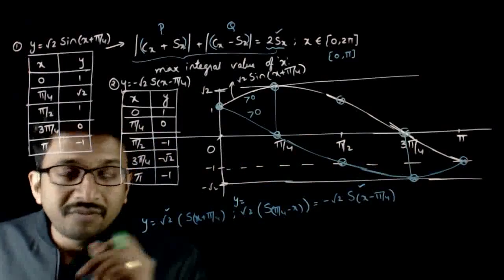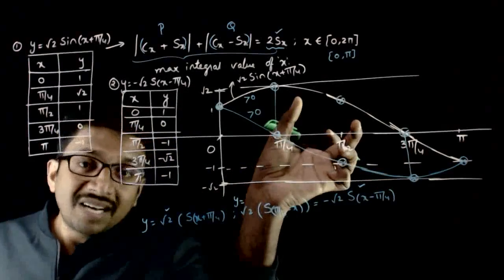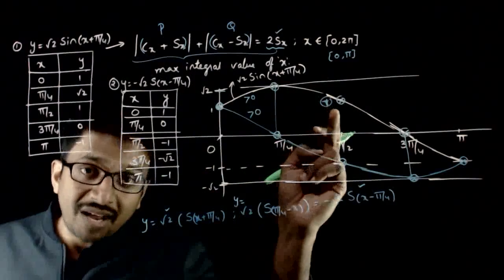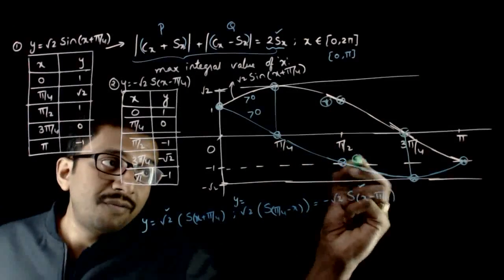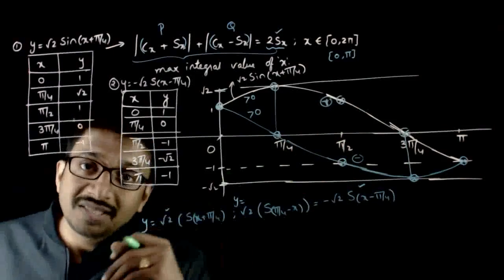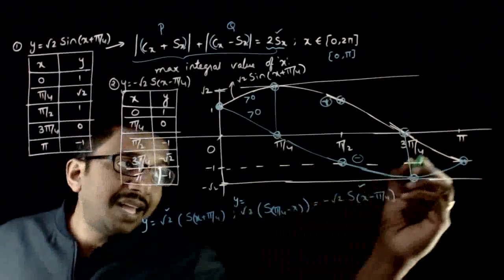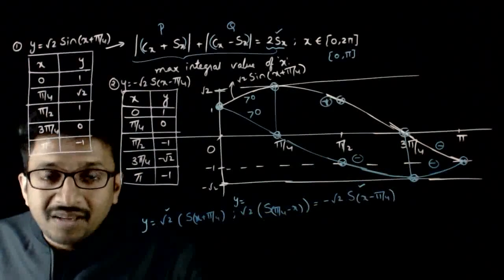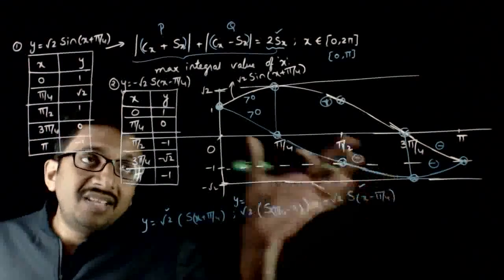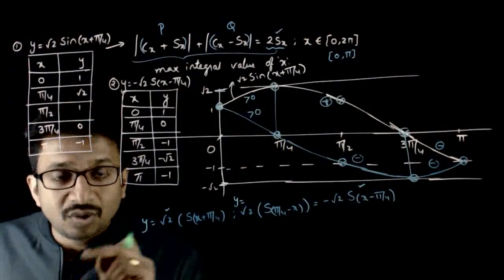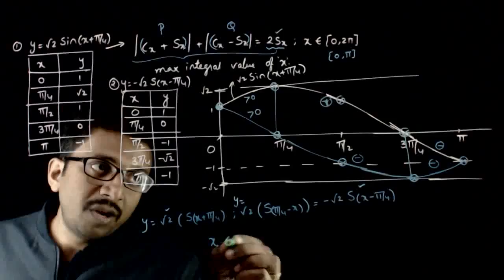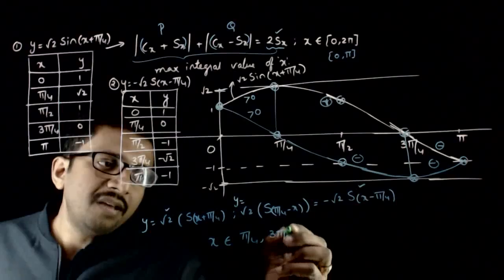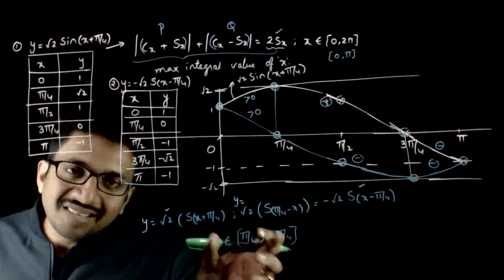From pi by 4 to 3 pi by 4, the first graph is above the x-axis, that is, the value of y is positive, and the value of y of the second curve is negative. That is, they have opposite signs. And from 3 pi by 4 to pi, again both have become negative, which means both have the same sign. So I want the interval where these two curves have opposite signs. My solution is x belongs to (pi by 4, 3 pi by 4).